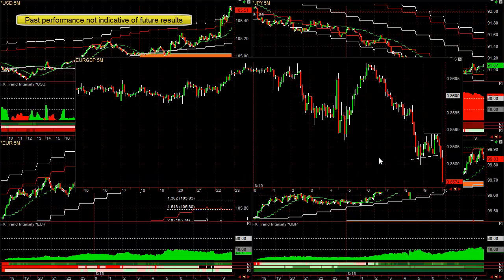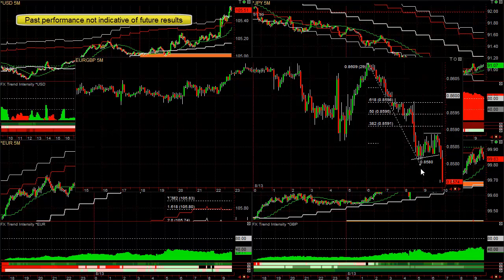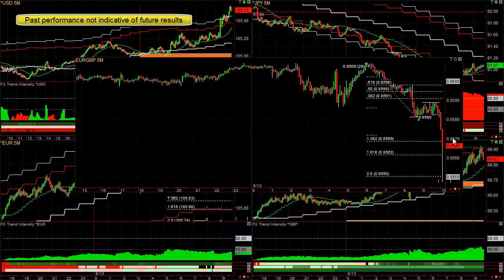And typically you're going to want to draw your fibs on moves like this and get out somewhere between the first and second fib target. So this one went through the second fib target during this 5-minute bar and went all the way down to the 2.0.